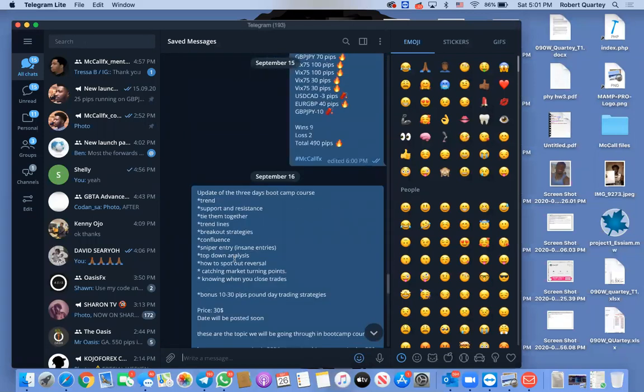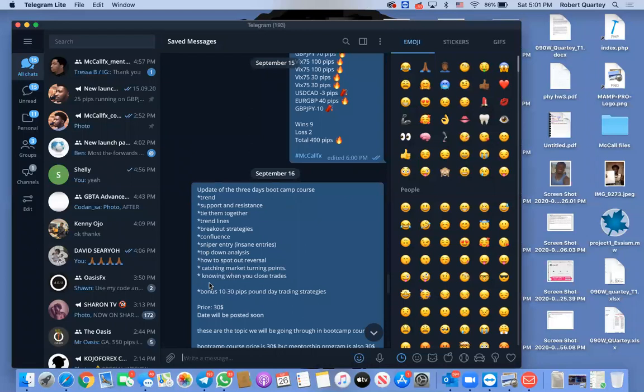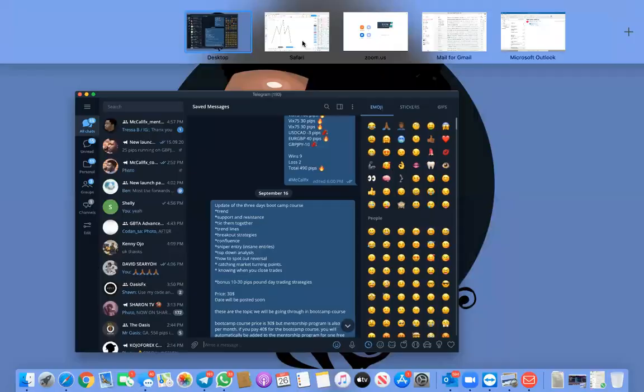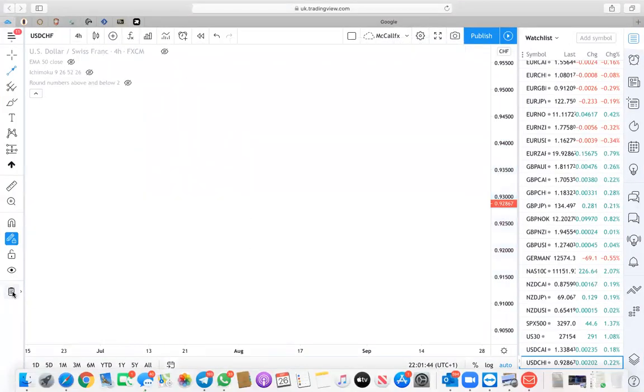We're going to be talking about confluence, top-down analysis, catching market turning points, and then I'm going to be showing you guys a 20 to 30 pips trading strategy. It's usually pairs that move really fast. So we're going to start with market structure. I told you guys what market structure is.